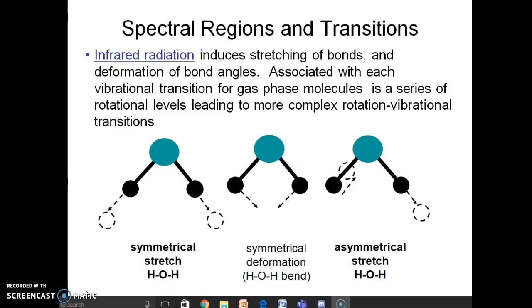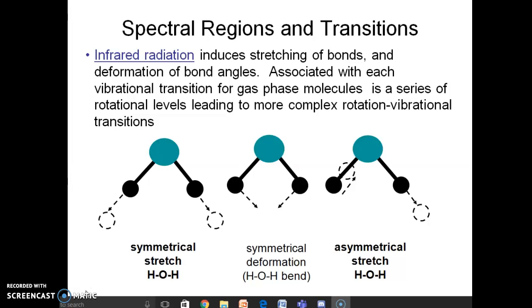Infrared radiation induces stretching of bonds and deformation of bond angles associated with each vibrational transition. For gas phase molecules, there is a series of rotational levels, leading to the more complex rotational-vibrational transitions.